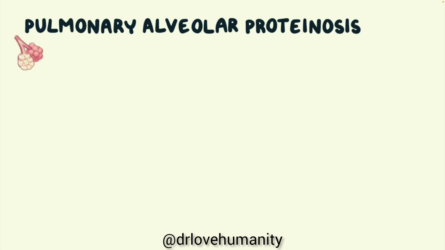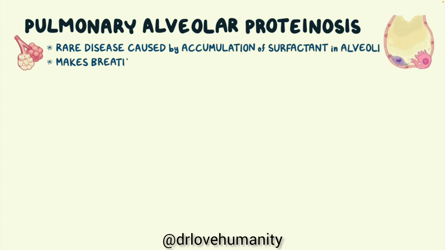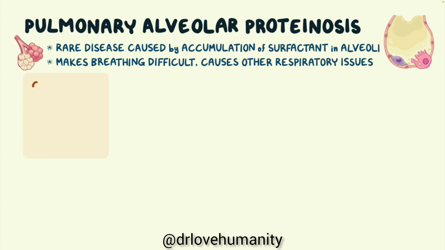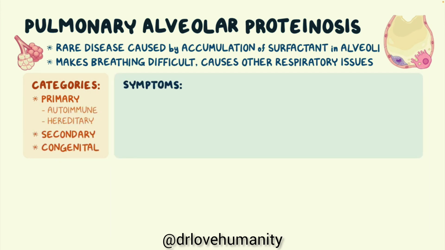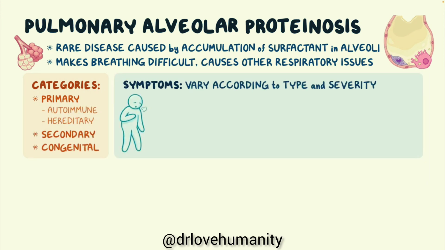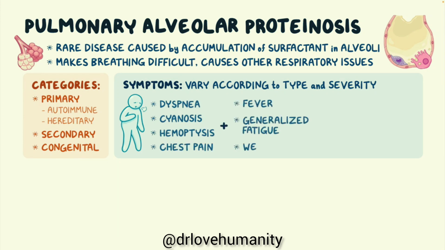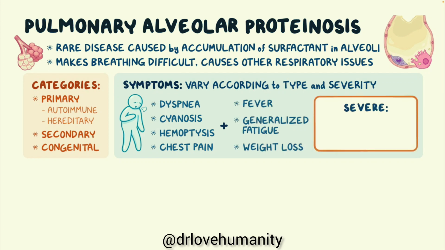As a quick recap, PAP is a rare syndrome caused by accumulation of surfactant in alveoli, which makes breathing difficult and causes other respiratory issues. Depending on the cause, PAP can be categorized as primary, including the autoimmune and hereditary subtypes, secondary, or congenital. Symptoms and progression of PAP vary according to the type and severity. Clinical presentation may include dyspnea, cyanosis, hemoptysis, chest pain, and systemic manifestations like fever, generalized fatigue, and weight loss. In severely affected patients, the disease may progress to life-threatening respiratory failure.